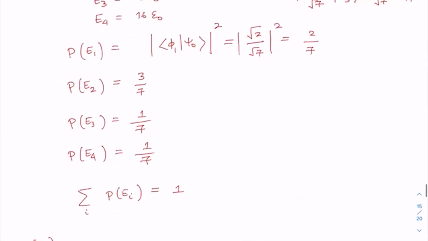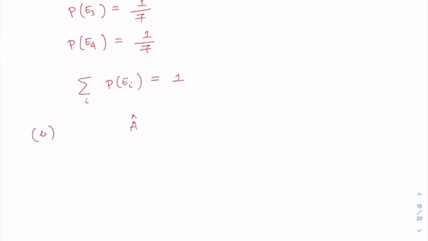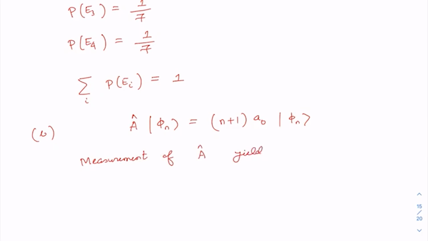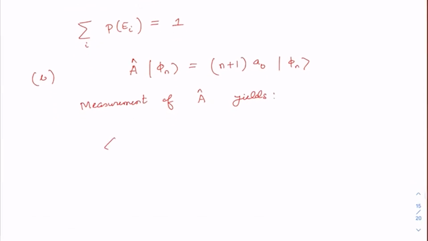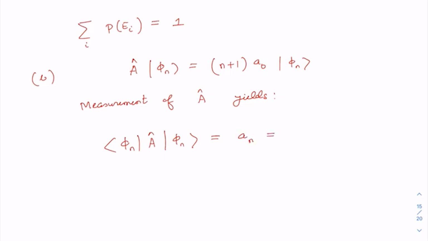You are given the operator A which satisfies this eigenvalue equation: A phi n is equal to n plus 1 A0 phi n. So if a measurement of A is made, you will get, let me write, the measurement of A is going to yield phi n A phi n, and as you can see, let me call this an, and an would be equal to n plus 1 A0.